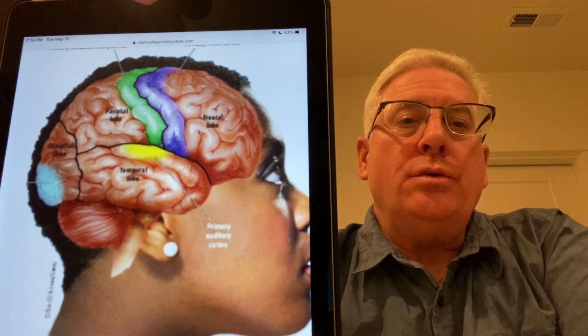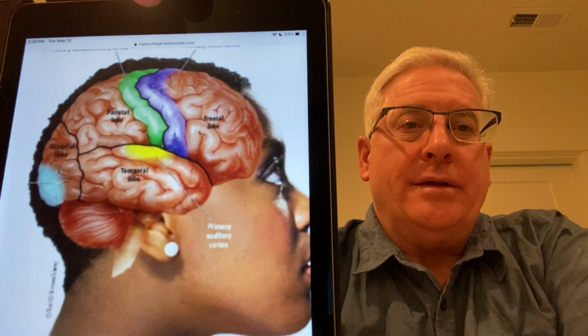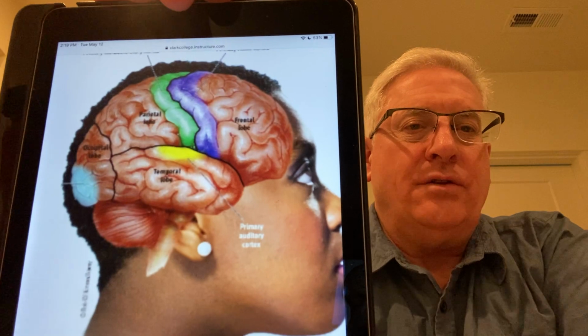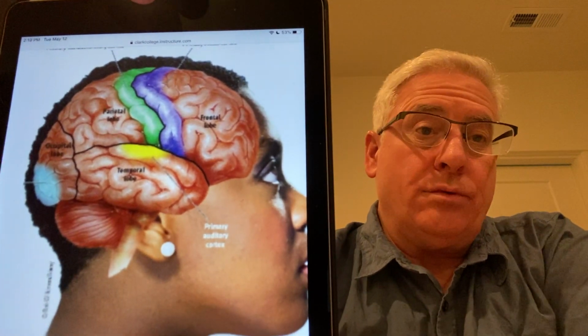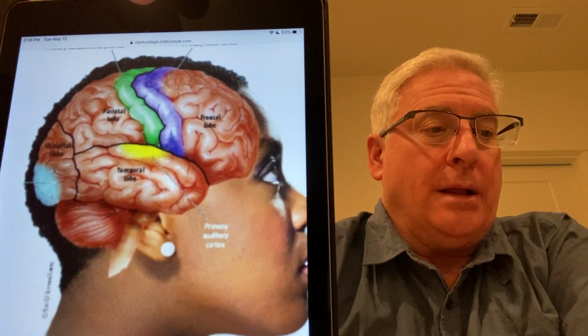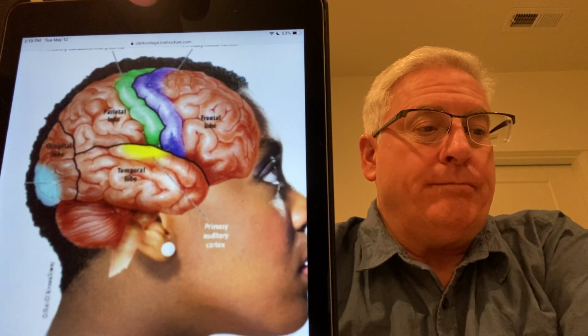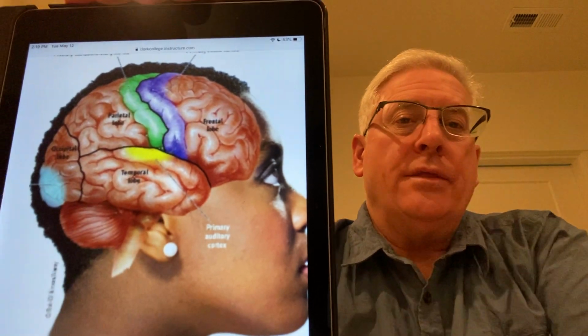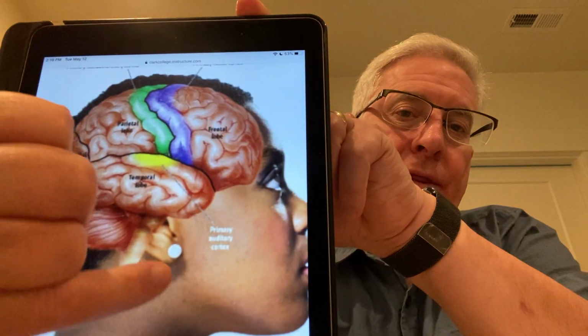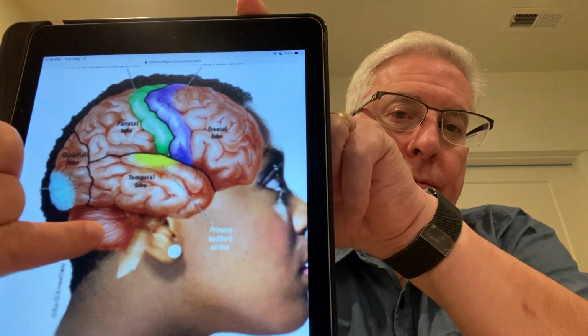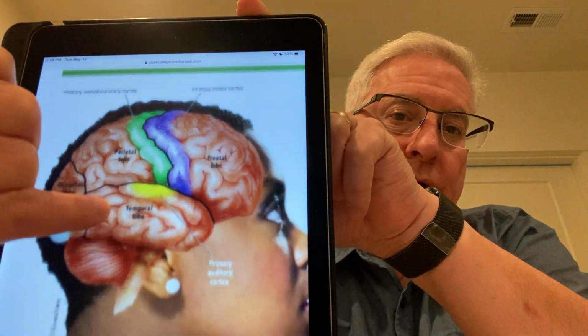Okay, now there are 2 other structures that I want you to be aware of that don't necessarily fit into all of these 3 different areas that we've talked about: midbrain, brainstem, and cerebrum. The first is the cerebellum. This is the cerebellum right there. It's right at the base of the skull in the back.